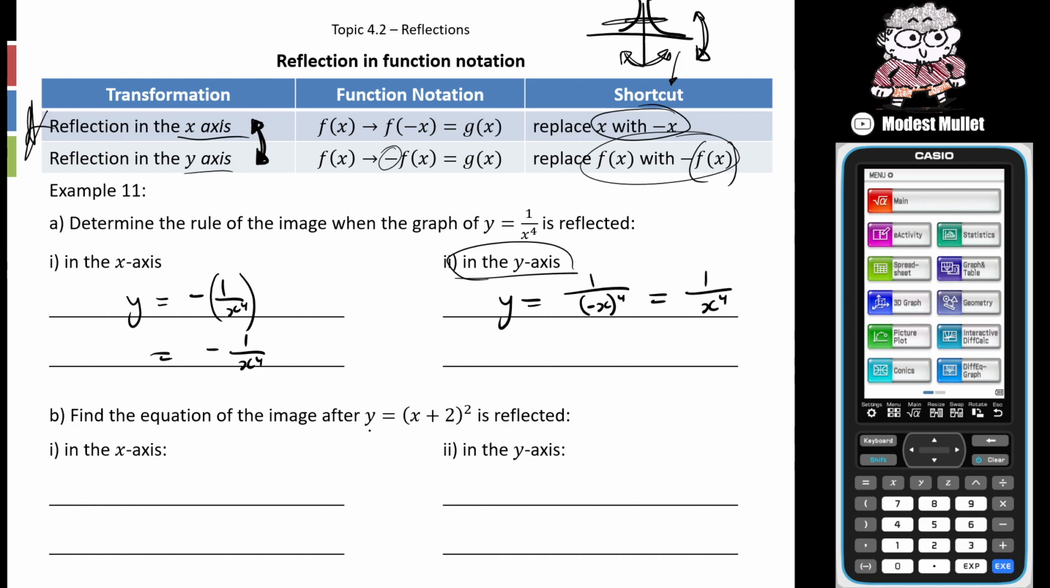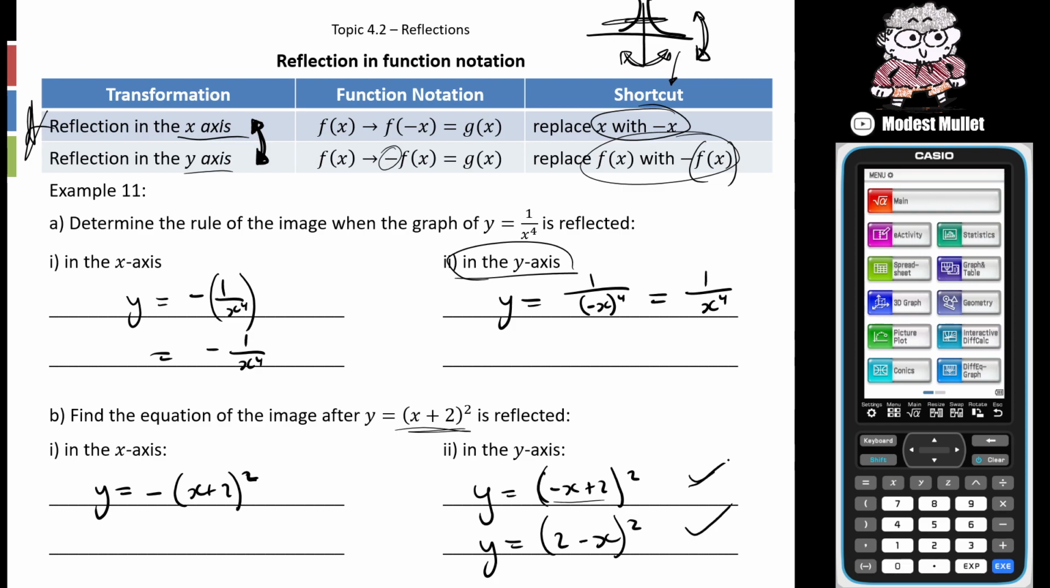Find the equation of the image after y equals x plus 2, all squared, is reflected in the x-axis. So reflect in the x-axis, we put a negative in front of the whole thing, so this becomes negative x plus 2, all squared. And if we reflect on the y-axis, we replace x with negative x, so this becomes y is equal to negative x plus 2, all squared. Some people, by convention, don't like to start a term in a bracket with a negative if there's a positive option, so some people will rewrite this as 2 minus x, all squared. Either one of those is correct.